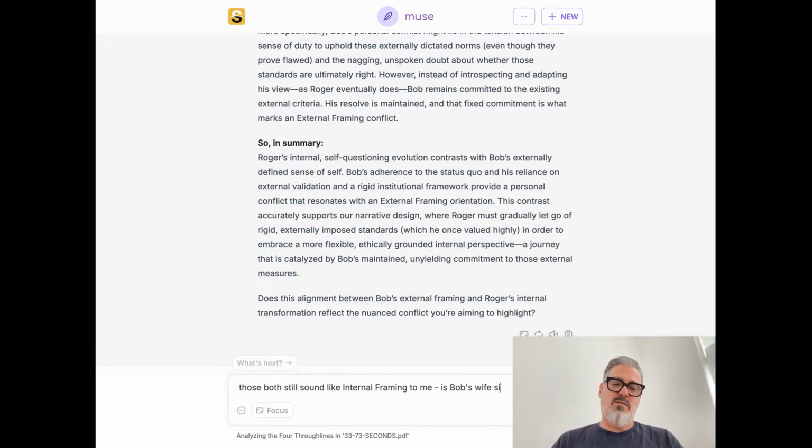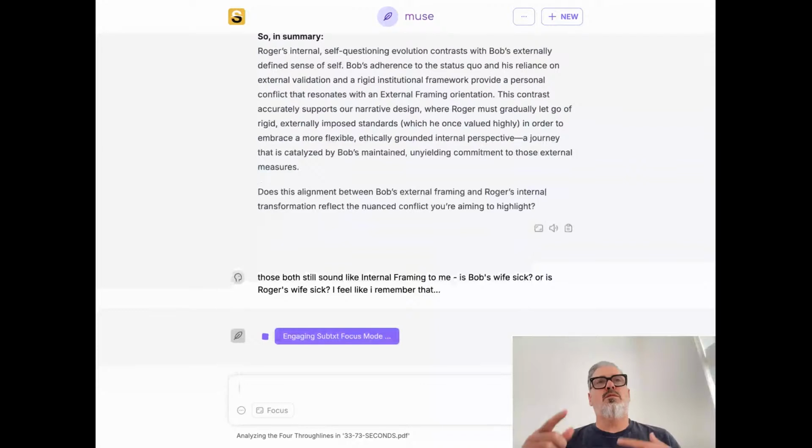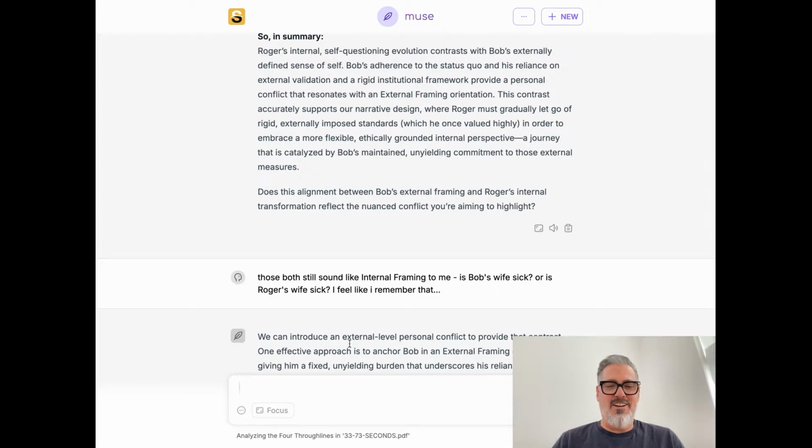Is Bob's wife sick or is... I feel like I remember that. Or am I making it up? The reason I say that is if one or the other is sick, if I recall, then that would be the gray area of pragmatism. Sometimes you have to bend the rules a little bit, or sometimes things aren't as perfect as you want them to be, and that's coming from that external frame because of the attachment to the external thing. No, I'm making this up.